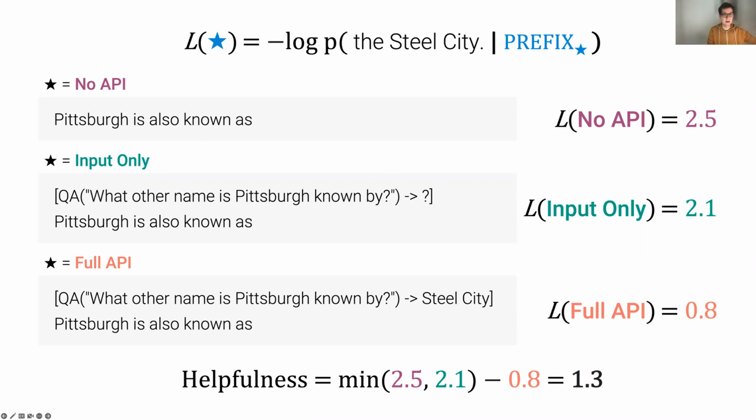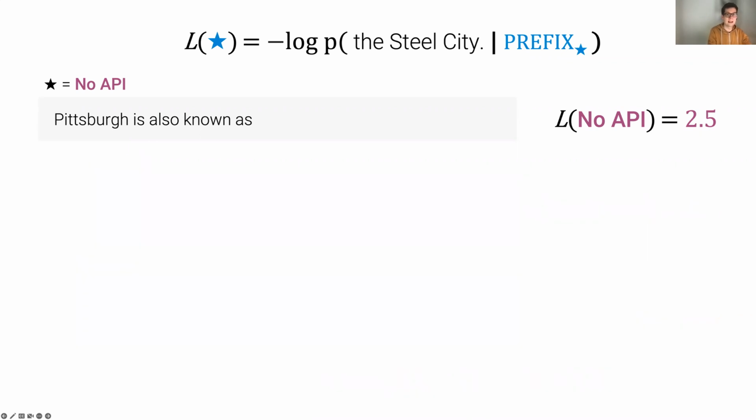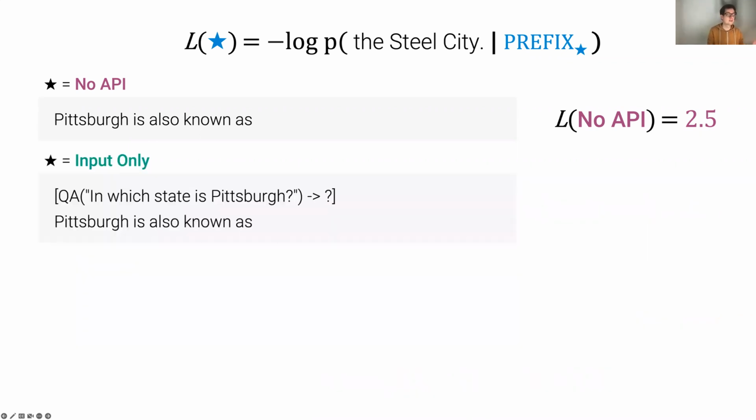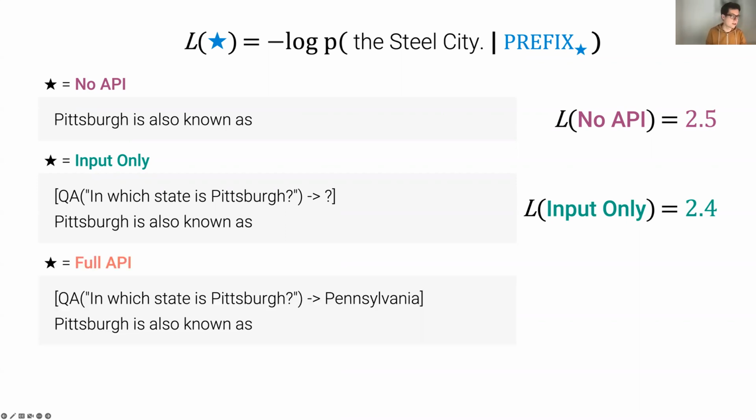All right, so that was an example with a relatively high helpfulness score. Let's take a look at one more example. And let's say this time we look at the API call, in which state is Pittsburgh, that we've also seen before. Again, the loss from providing the input only might be a bit higher or a bit lower. We don't really provide any additional information, so we don't know. But now if you look at the full API call, again, the information that we provide isn't really helpful for predicting the Steel City. So once again, our loss will not substantially change. It might even get a bit higher because we provide some additional information that is clearly not relevant.